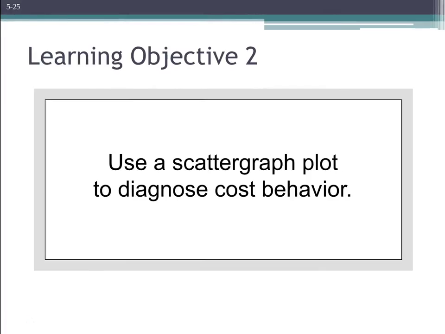All right, we'll end video 1 here, and we'll start the next video with actually using a scatter graph to plot and diagnose cost behavior. We'll see you then in video 2.